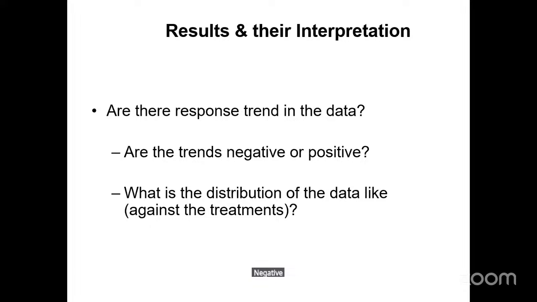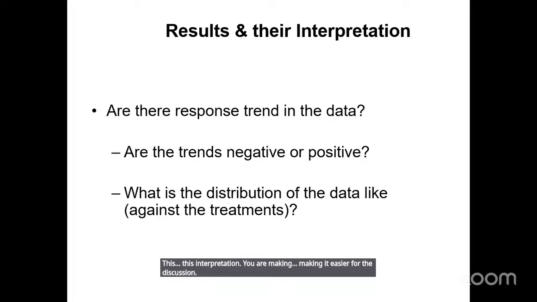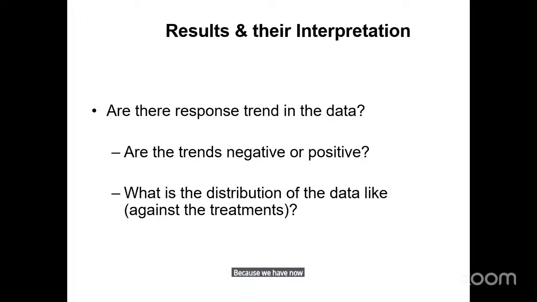By restructuring this interpretation, you are making it easier for the discussion. Because we now have to explain why this irregularity. Why is the irregularity more skewed towards the positive and not the negative? And so on and so on.